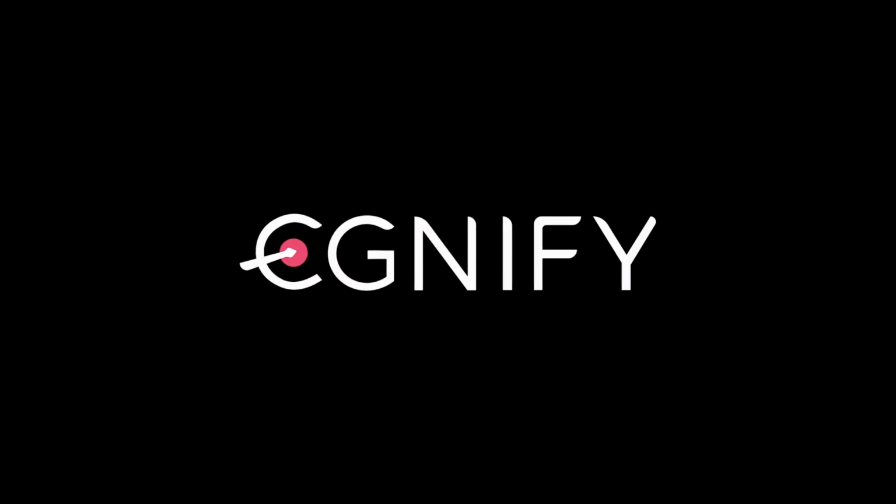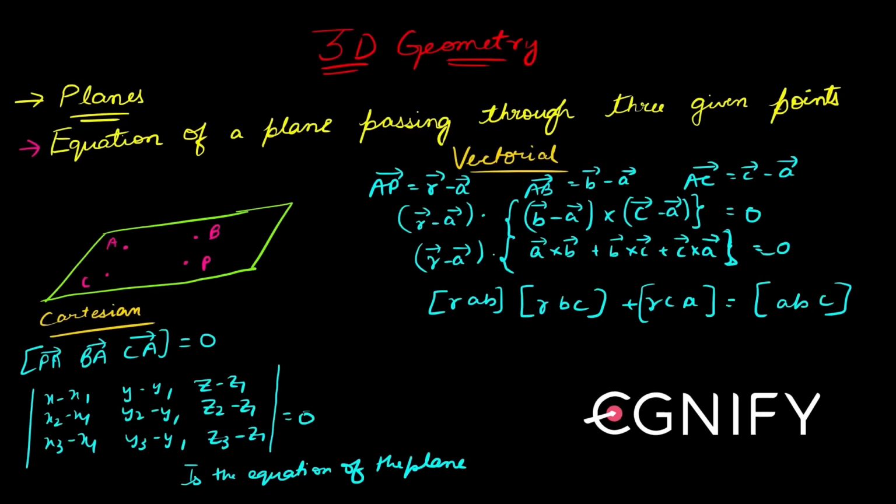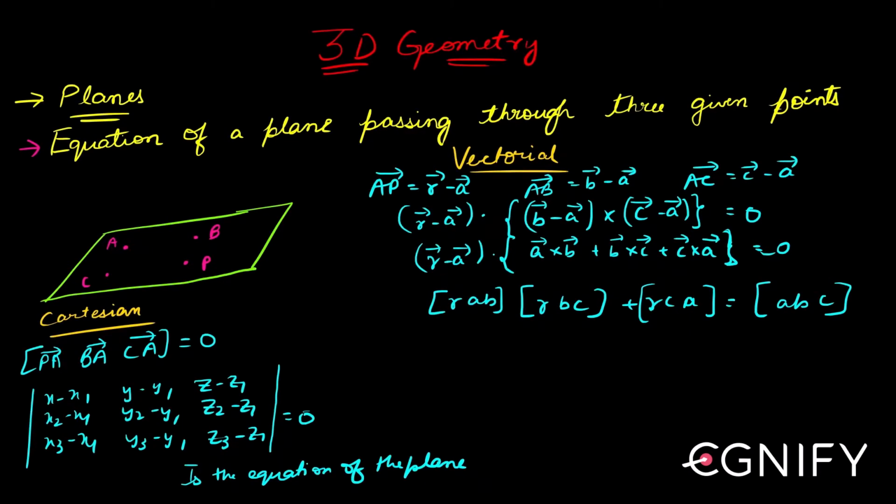Let us now look at the equation of a plane passing through 3 points. So this is the third way in which we can write the equation of a plane, which is if you know 3 known points on the plane, you can write the equation. So basically, this point A has a position vector A bar and coordinates x1, y1, z1.